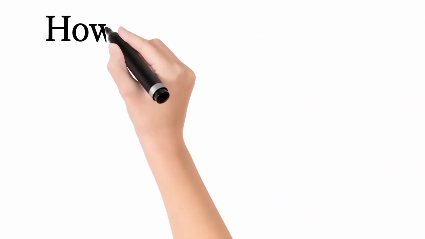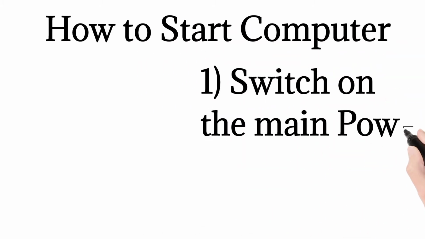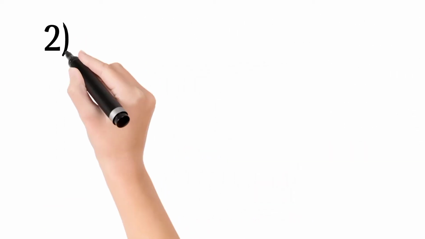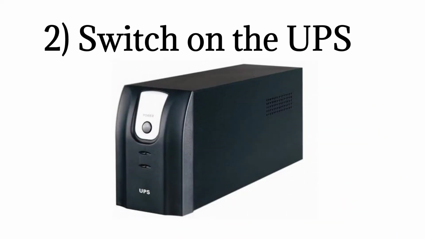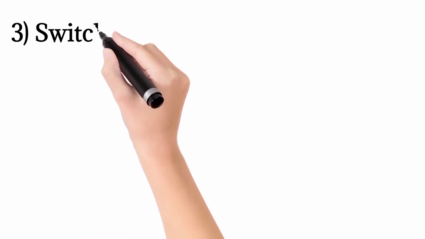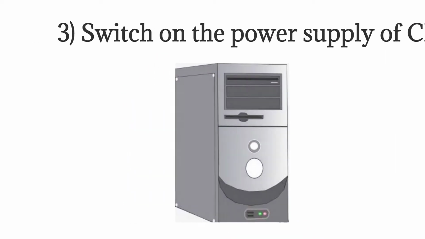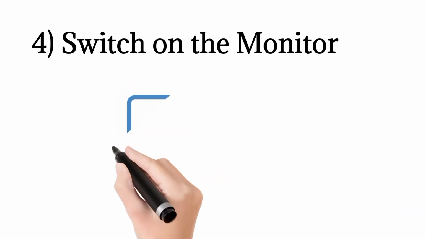So yes, we are going to see the steps. First step to start the computer is switch on the main power supply. Yes, main power supply. Then afterwards, the second step, switch on the UPS. Right, so this is the UPS. Third step, switch on the power supply of CPU, that is central processing unit. Then last step, that is switch on the monitor.